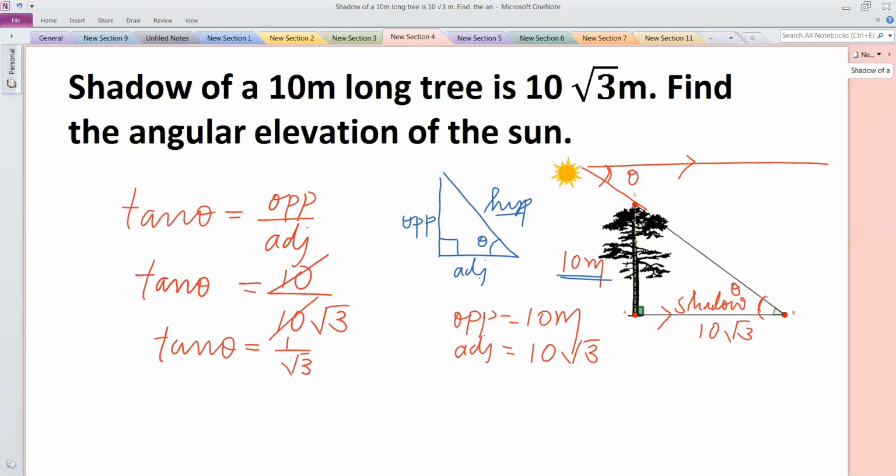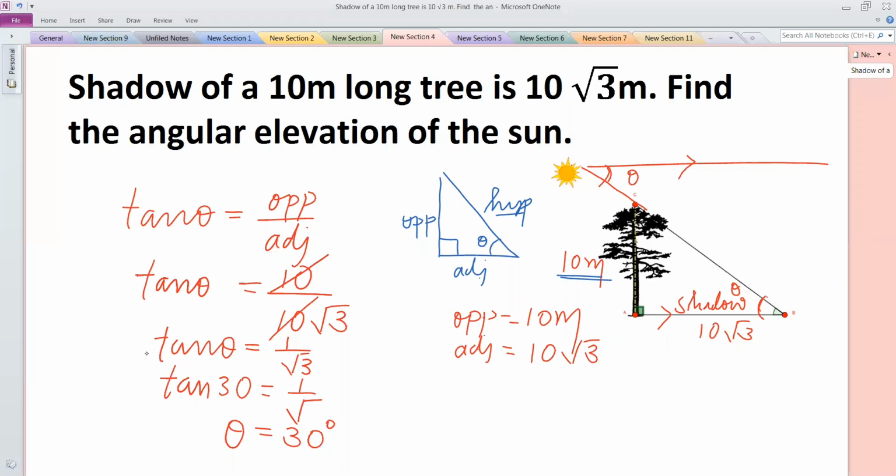Which angle is theta? Tan 30 degree is equal to 1 by root 3. That means theta is 30 degree. This is the required answer for you.